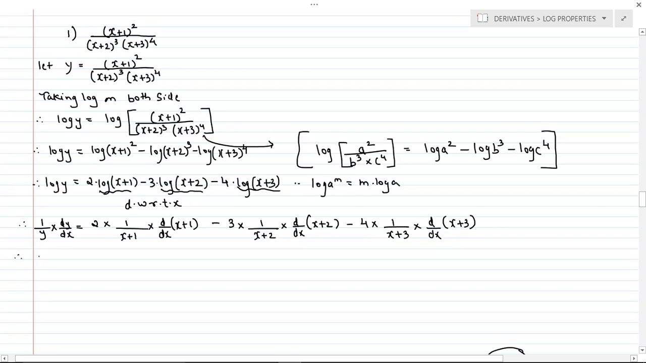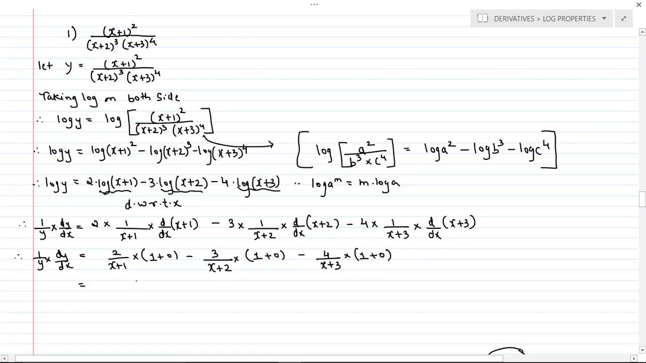Okay. So in the next step, 1 upon y will keep as it is, dy by dx also. This we can write as 2 upon x plus 1 into, there are two terms and the connection is plus and minus. So derivative of x is 1 and derivative of 1 is what? 0. This we can write as 3 upon x plus 2 into, there are two terms and the connection is plus minus. So derivative of x is 1 and derivative of 2 is what? Constant. So it is 0. 4 upon x plus 3. Again, there are two terms in the bracket. Derivative of x is 1 and derivative of 3 is constant. So it will be 0.